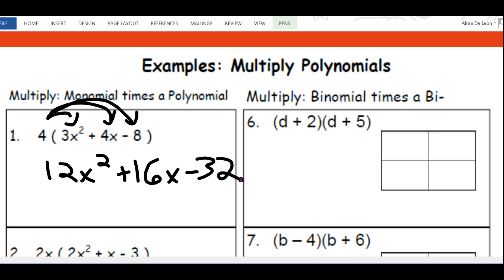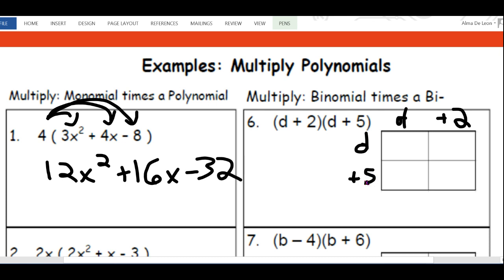I'm multiplying the binomial d plus 2 times the binomial d plus 5. Now d plus 2, that's two terms. Each term requires a column by itself, so I'm going to put d on one column and the positive 2 in the other column. Then I'm multiplying that times d plus 5. Again, those are two more terms. So I'm going to put d, which is a term by itself, on one row, and the positive 5 by itself on the second row.